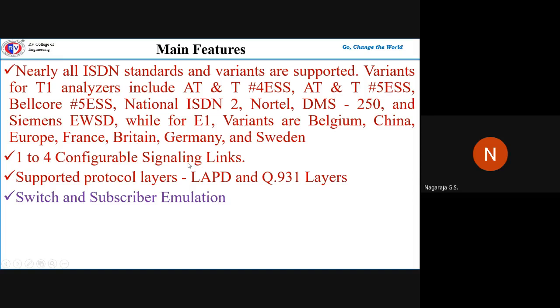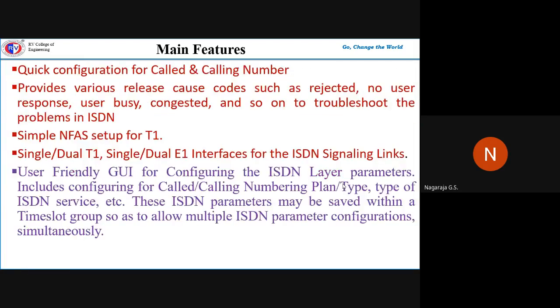Then there are 1 to 4 configurable signaling links. The supported protocol layers are LAPD, the link access protocol, and Q.931 layers, and it also uses ISDN switch and subscriber emulation techniques. Other features of this protocol: quick configuration is possible for calling and called numbers. It provides various release cause codes such as rejected, no user response, user busy, congested, and so on.